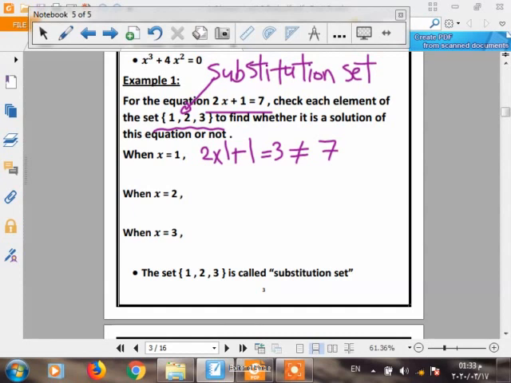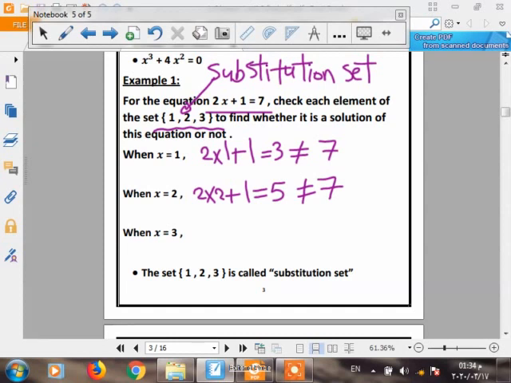Next, I use the second element of the substitution set, x equals 2. Let's check the left side. If x equals 2, the left side will be 2 times 2 plus 1. 2 times 2 equals 4. 4 plus 1 equals 5. But 5 is not equal to the right side, which equals 7. So 2 cannot be in the solution set.